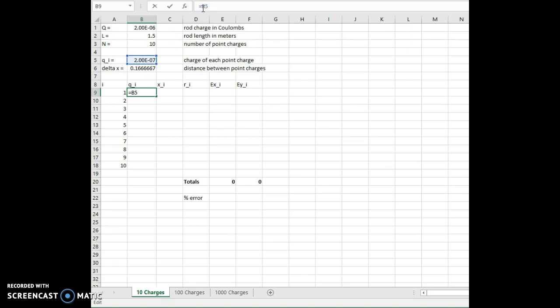I'm going to drag this equation down, and when I drag it down, I don't want to update row 5. So the $ sign in front of the 5 there is going to say, as I pull this down, keep filling in this value.